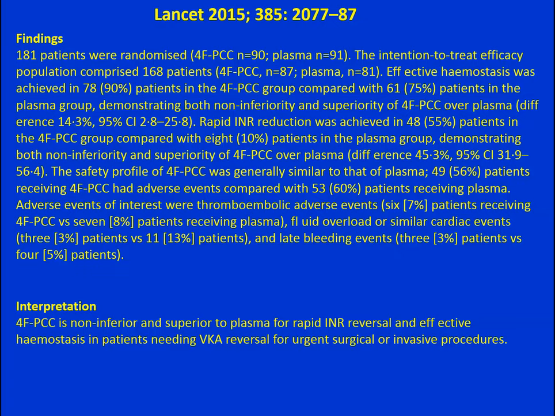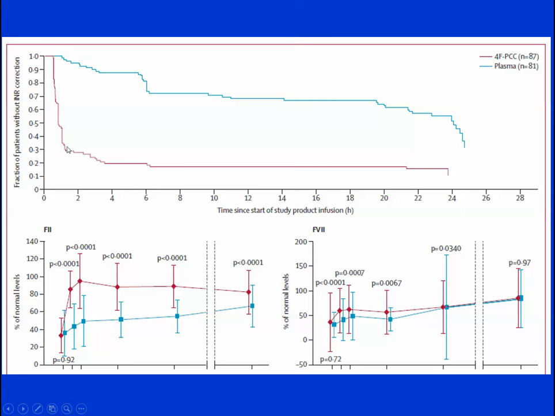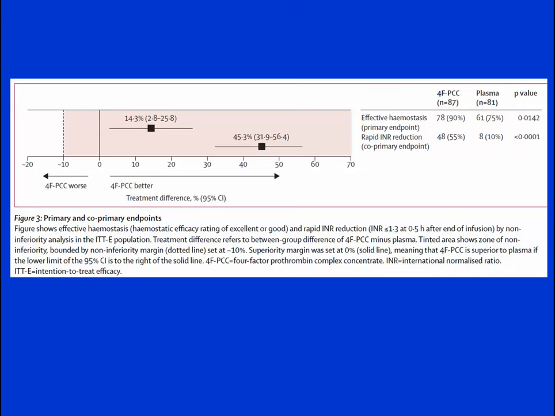This slide shows the speed with which the INR is corrected with the four-factor versus plasma, and the percent of patients who reach normal levels. And you can see it's markedly faster with the four-factor PCC. This compares the efficacy of the drug both in terms of effective hemostasis, which was a primary endpoint, and rapid INR reversal, which was the co-primary endpoint of that study.